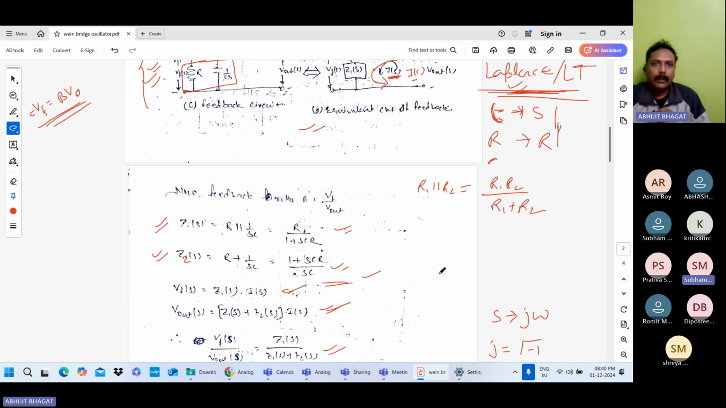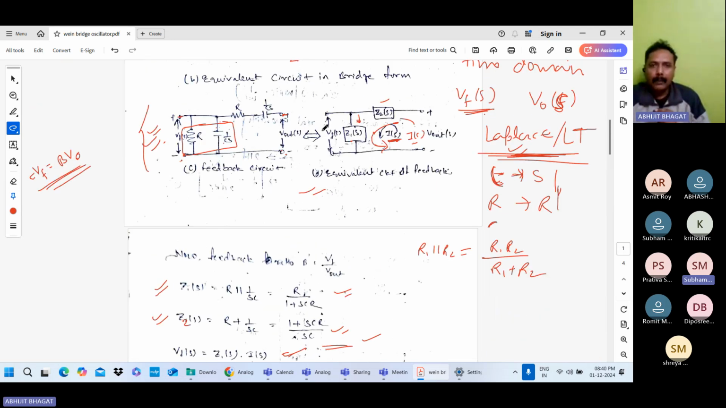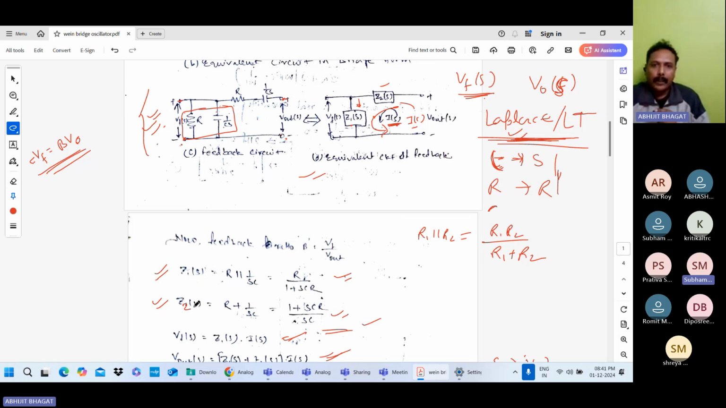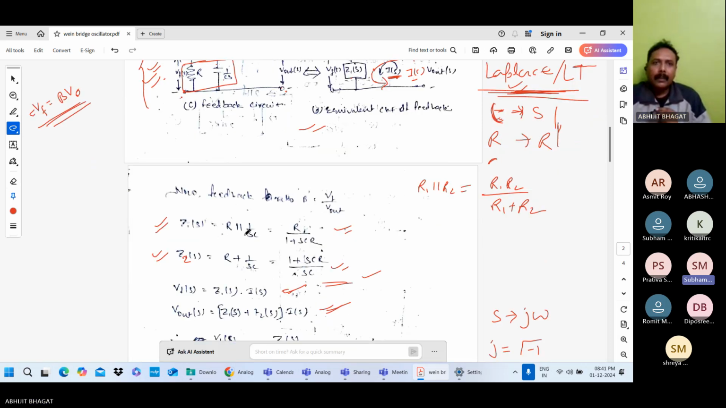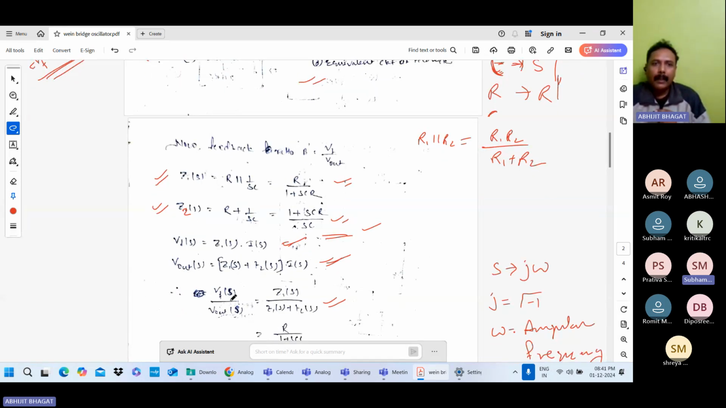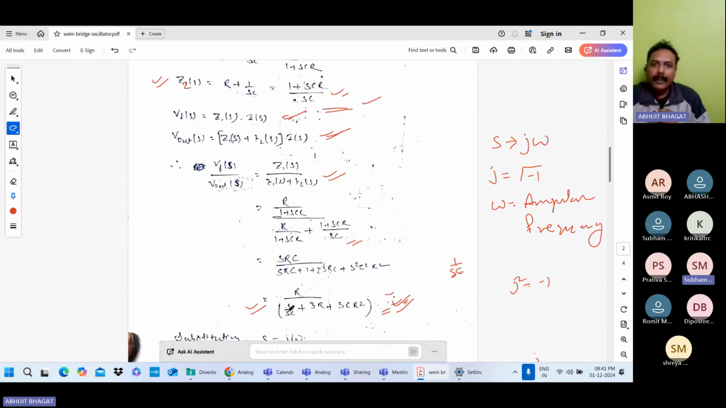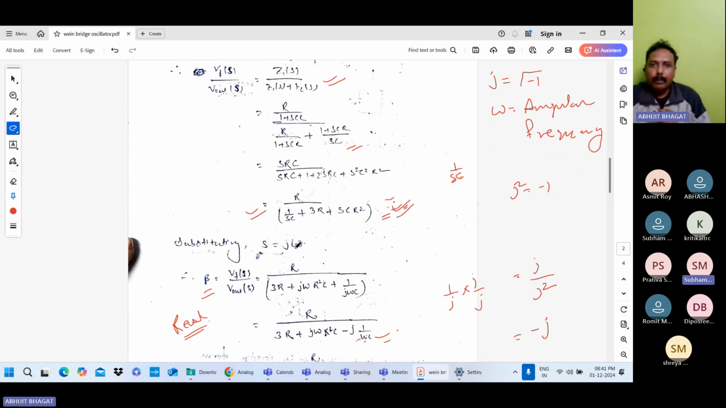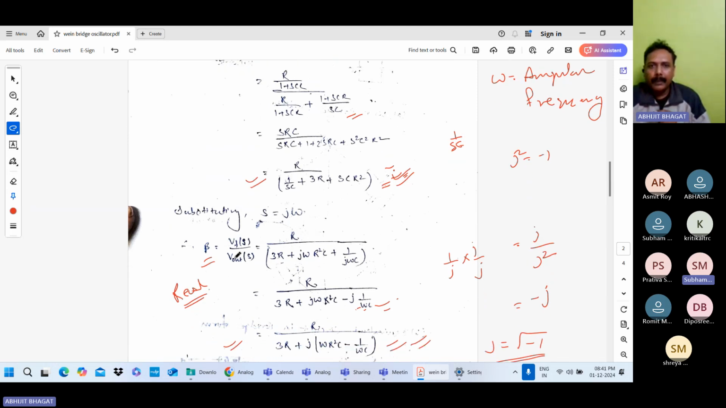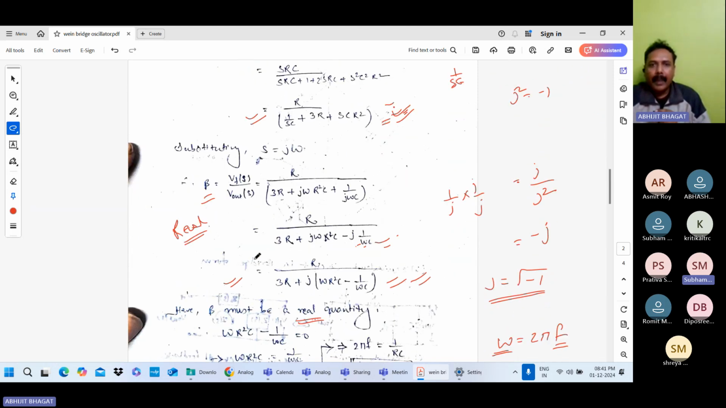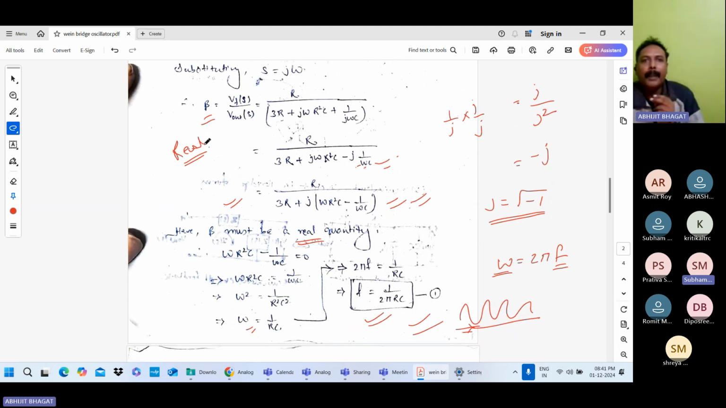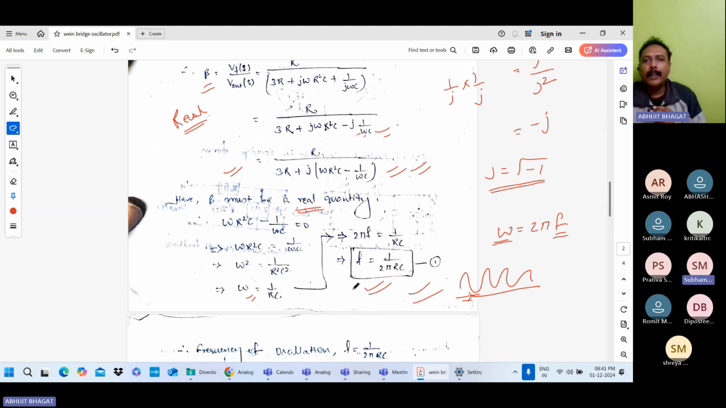Just from the feedback network, we will find the Z1(s), Z2(s), easy. Then we use the VF equal to beta V0 equation. So we take VF by V out. You are getting the equation for VF by V out, that is beta, and putting s equal to j omega in the equation, you will get the beta, and whatever the complex part in the beta, that will be 0 for making the beta real, and from that you are getting frequency of oscillation f equal to 1 by 2 pi RC.